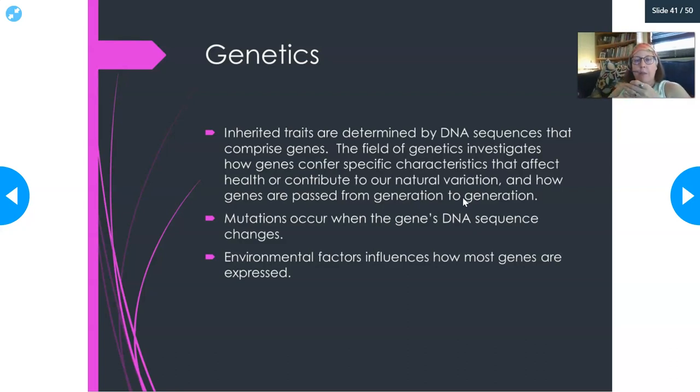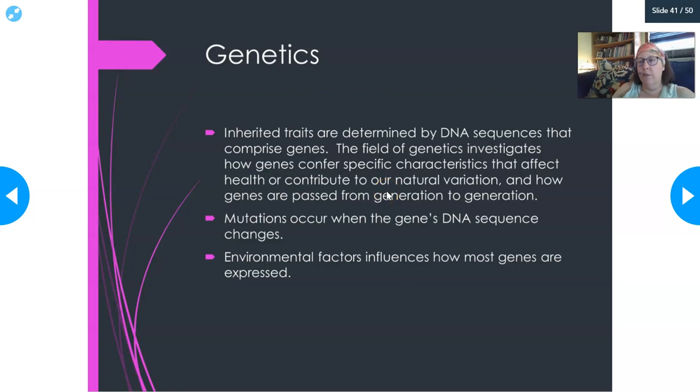Okay, so inherited traits are determined by DNA sequences that make up genes. The field of genetics investigates how genes give certain characteristics that affect your health. Some of them are pretty obvious, like your hair color, eye color, skin color, all that kind of stuff, but other things, not so much. They may look at all the genes involved in the risk of diabetes, risk of cardiovascular disease, risk of dementia, and all that kind of stuff. And then how are these genes passed from generation to generation? So that's the whole field of genetics.